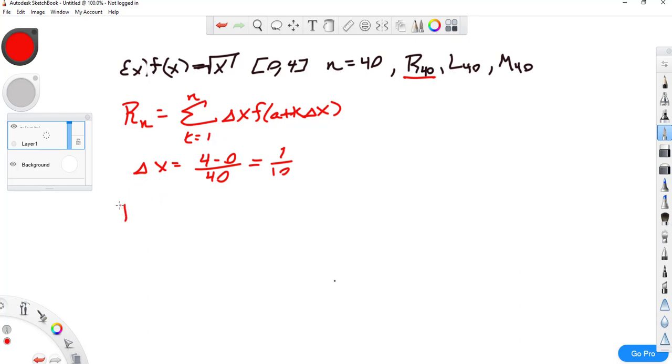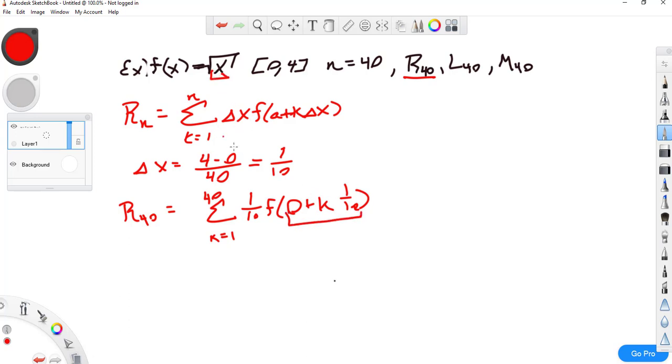So R sub 40 then is going to be the sum from k equals 1 to 40, and that's going to be 1/10 times f of, and well, a is 0, so we're just going to have 0 there, plus k times the change in x, which is 1/10. Okay, great. Now remember, this f of, and then all of this stuff in here, that means that we're going to plug all of that stuff in for this x here.